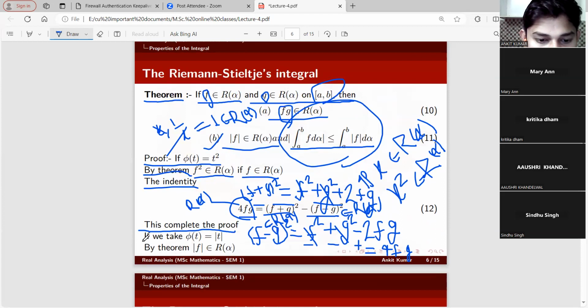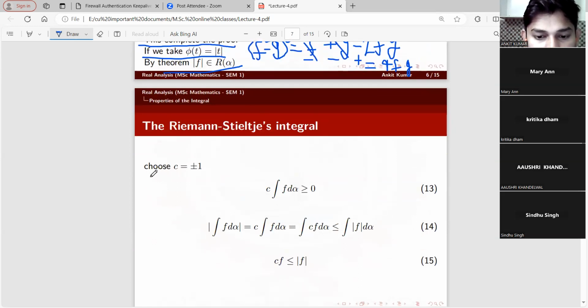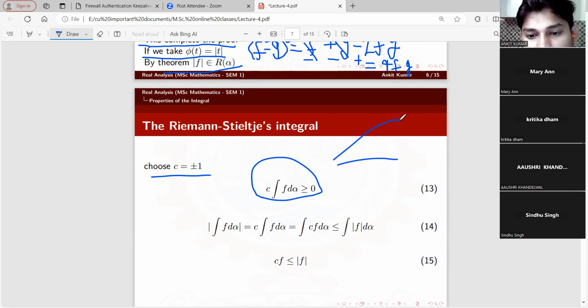Now, if we take phi t is equal to modulus value of t, by theorem, mod of f belongs to R because it is given. So mod of f belongs to R alpha, and we prove this part. How will we prove this part? Choose c equal to plus or minus 1. Then c times the integral of f d alpha is always greater than or equal to 0, because f is a monotonically increasing function.